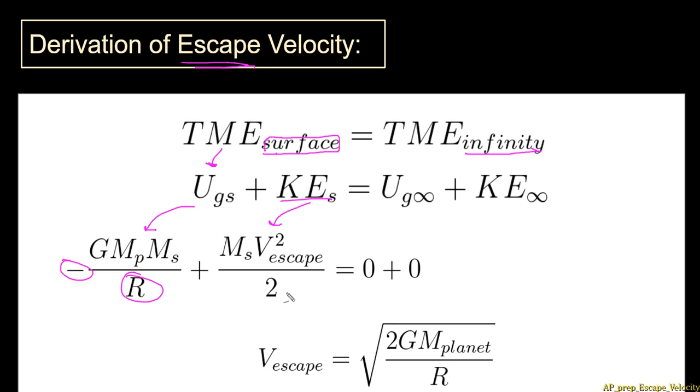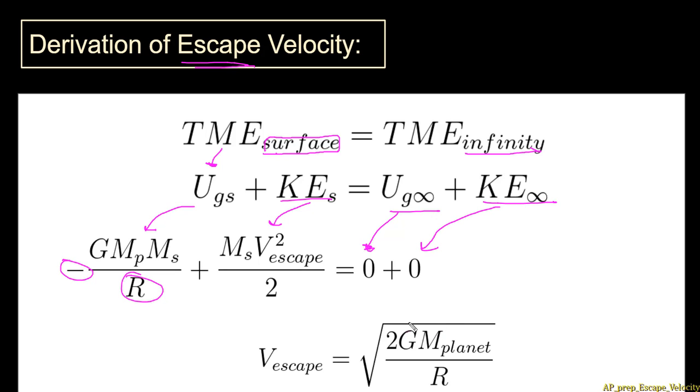Then I'm going to go out to infinity. Remember, if R is infinity, this approaches 0, so awesome. That term goes away. To just escape, I don't want to have any energy left over, so I'm going to set the kinetic energy equal to 0 as well.